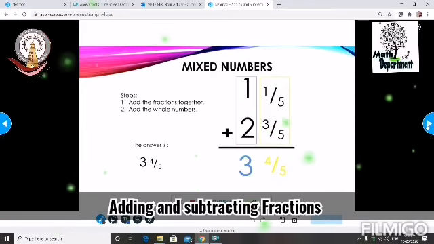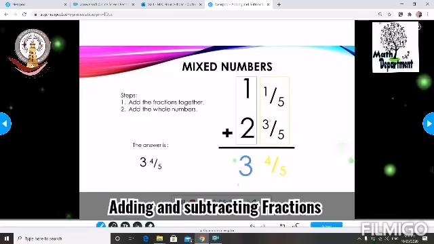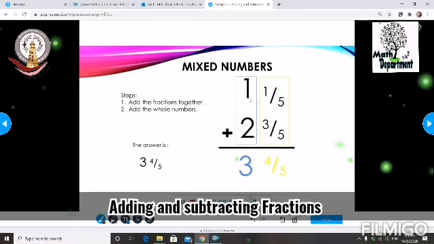So now what if I have mixed numbers? If I have mixed numbers, I just add the fractions together and the whole numbers together. Here I have 1 over 5 plus 3 over 5. This is very easy because these are two like fractions. I only add 1 and 3. It will be 4 over 5, and 1 plus 2 is 3. So the answer is 3 and 4 over 5.